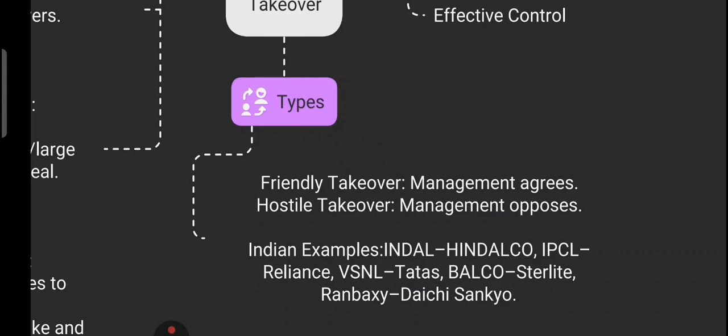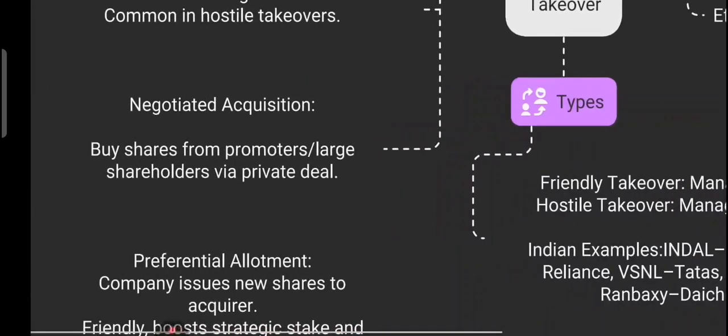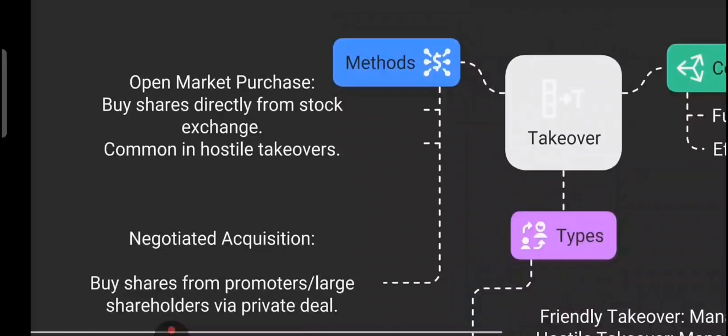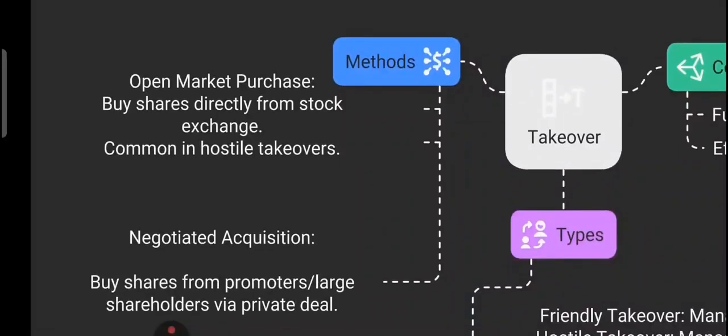So we have seen notable Indian examples like Indal was acquired by Hindalco, IPCL was acquired by Reliance, right? Then the Ranbaxy Daiichi Sankyo deal, right? So these are some examples of it. Friendly takeover means management agrees, and hostile takeover is where management opposes, right? Now friends, how do takeovers happen? Methods of it. Have a look at it on the left hand side.